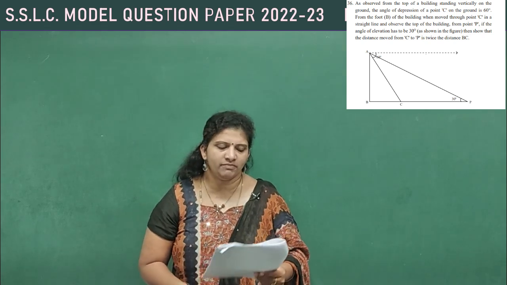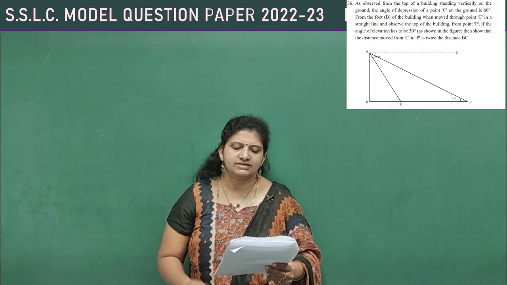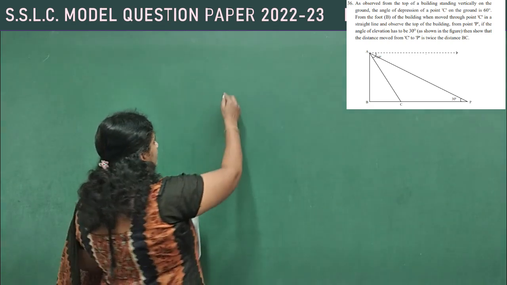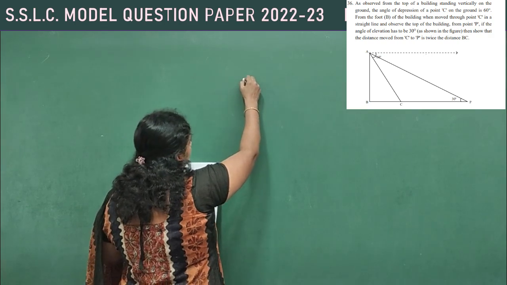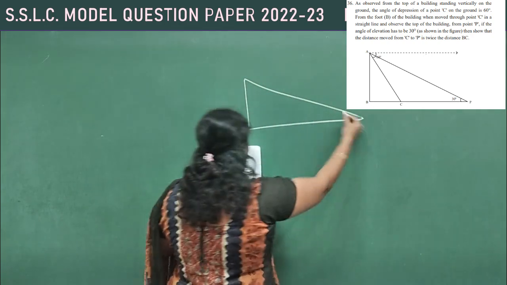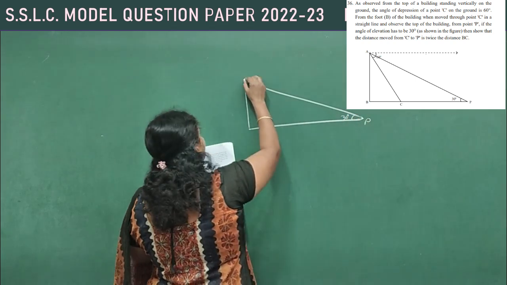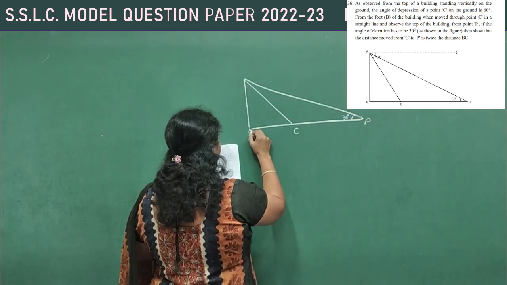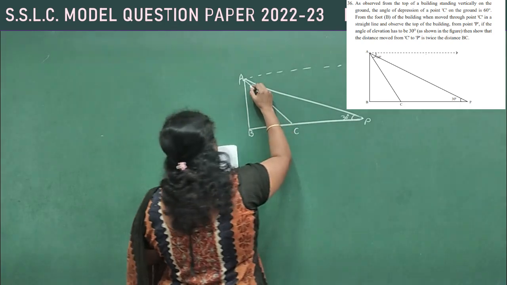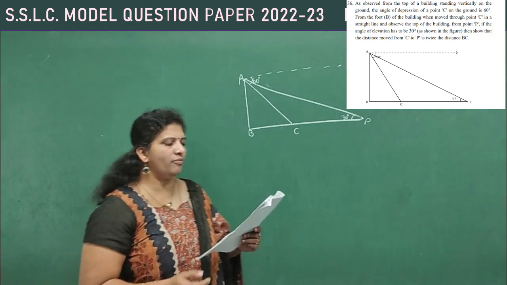So coming to your next problem, 36th problem. As observed from the top of a building standing vertically on the ground. So let us draw this figure. Let me draw, it is already given in your question paper. So you can see the figure here. 30 degree, P, C, B, A, and this is the angle of depression, 60 degree.